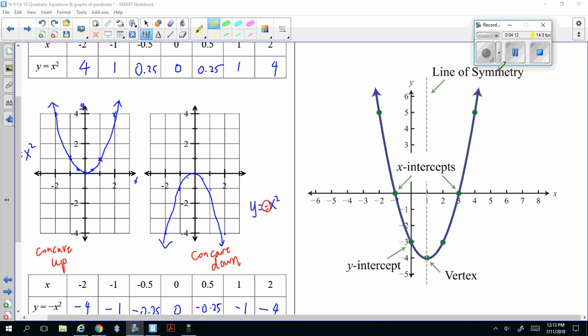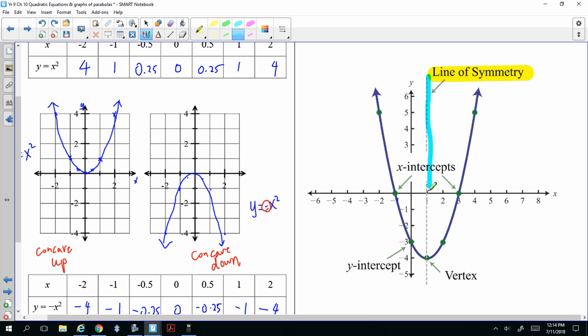Now, on this parabola, as you can see, a parabola has what we call an axis of symmetry. What's an axis of symmetry? It's the line in the middle here. It's like an axis, line of symmetry or axis of symmetry.